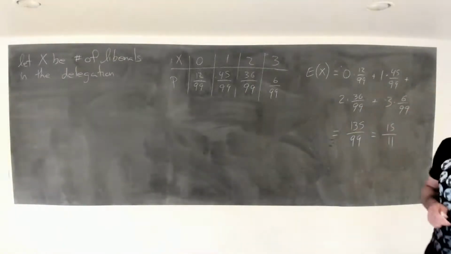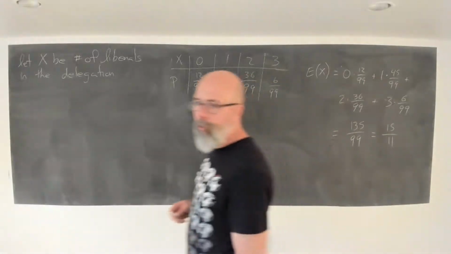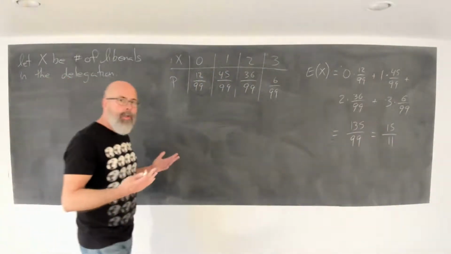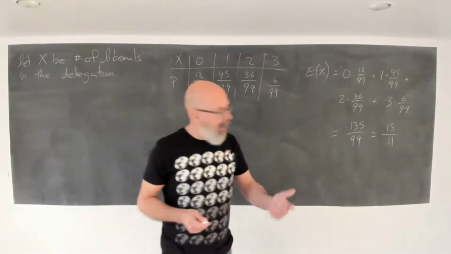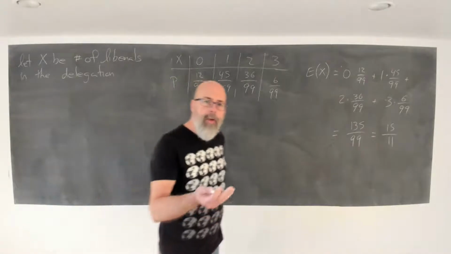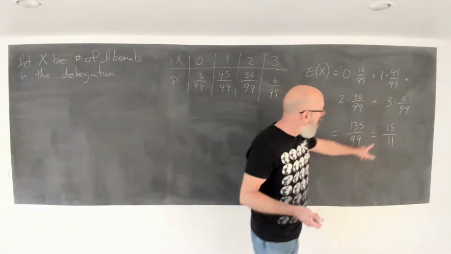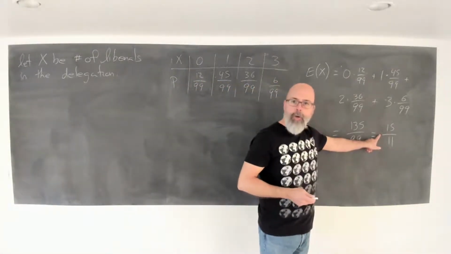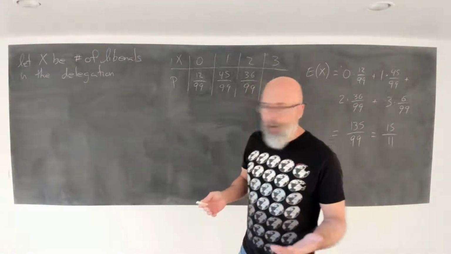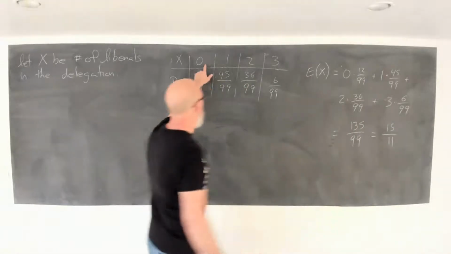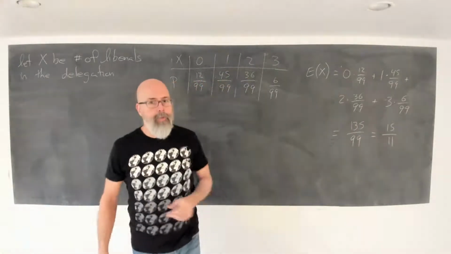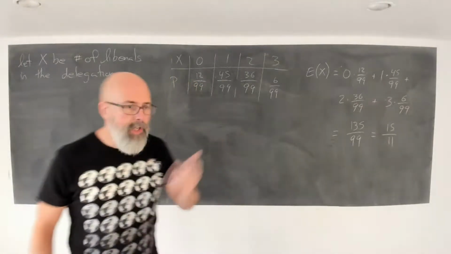Thank you. So let's make sense of this number, right? Because you understand that if you take a delegation at random, you're never going to have 15 over 11 delegates, right? Because the delegates are whole numbers, right? You either have 0 or 1 or 2 or 3. You're never going to have 15 over 11. So what does this mean?